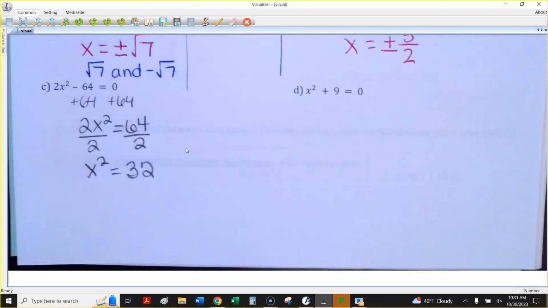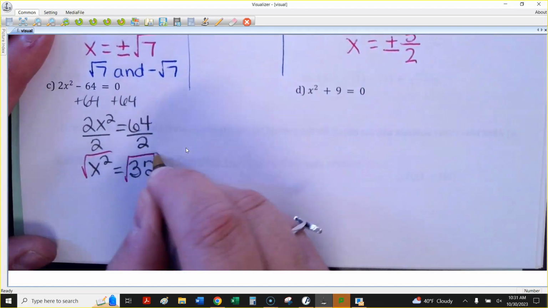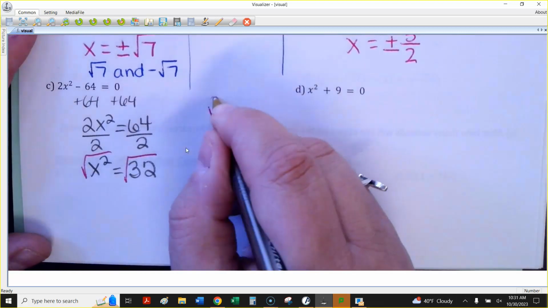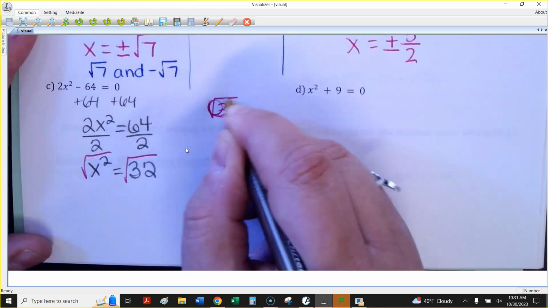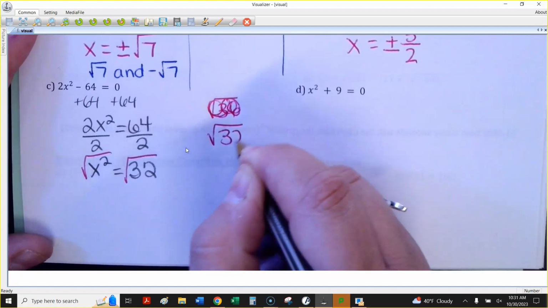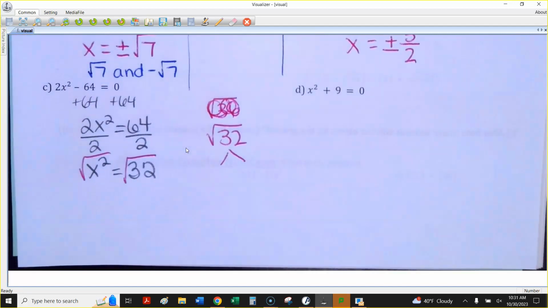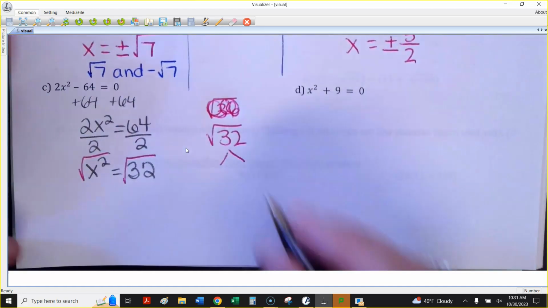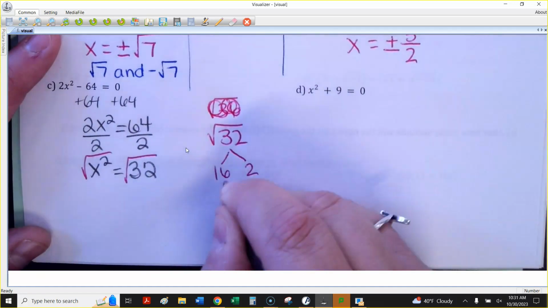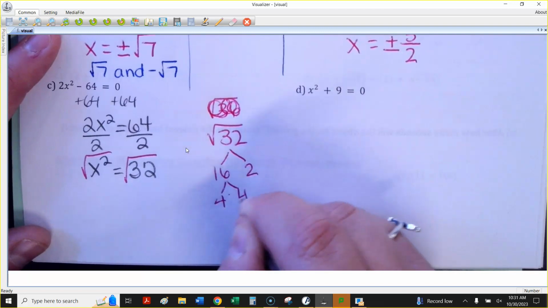And then this is why I was reviewing with you guys at the top, because 32, we're going to take the square root of that, not a perfect square. So I don't know why I just wrote 36. So 32. Tell me a couple numbers that would multiply to give you 32. Maybe a perfect square. Yes, ma'am. So this is 16 and 2. So that breaks into 4 and 4. There's your pair right there.